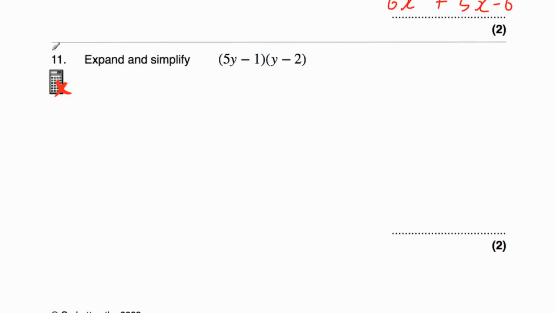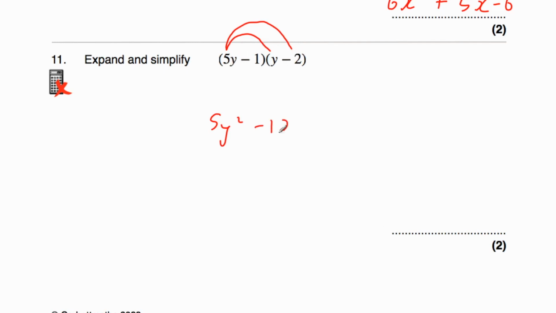And that's it. So question number 11, we've been asked to expand and simplify 5y minus 1, y minus 2. So we need to multiply terms together. So 5y times y, well, y times y is y squared. So 5y times y would be 5y squared. Then we've got 5y times minus 2. Well, 5 times 2 is 10. So 5 times minus 2 would be minus 10y.